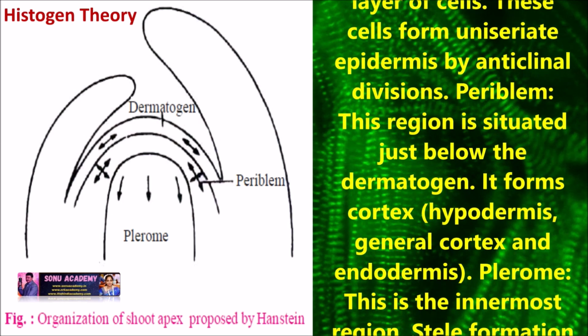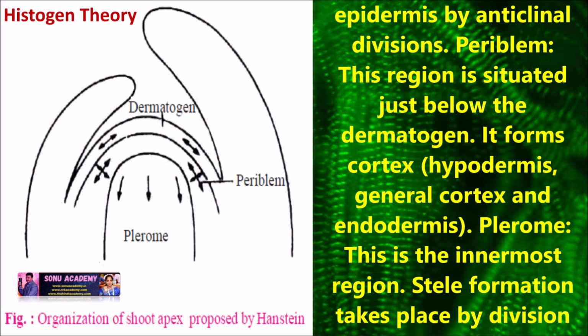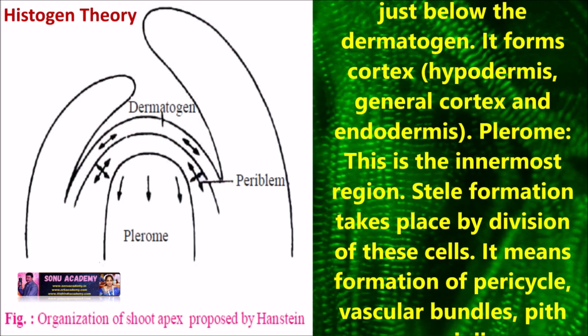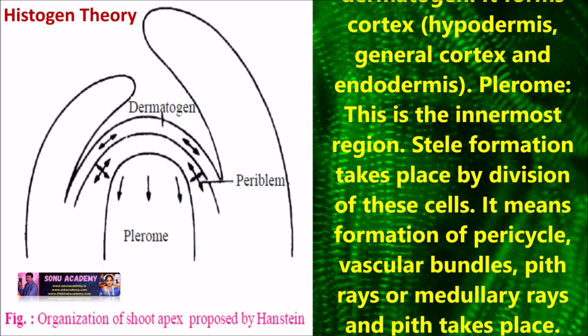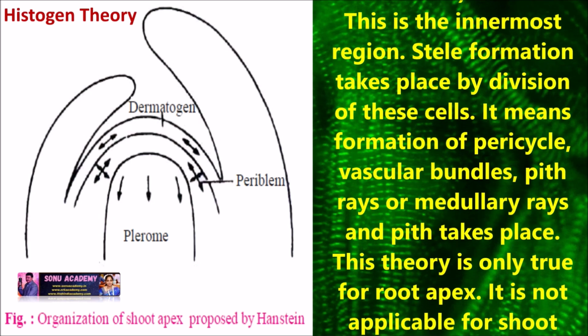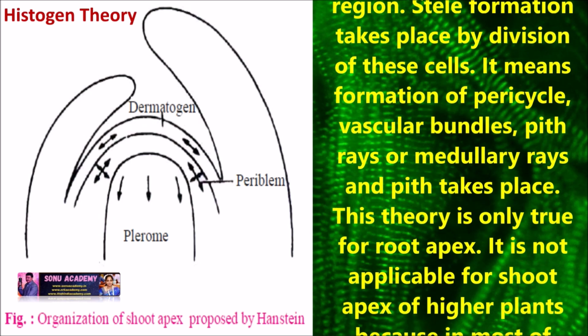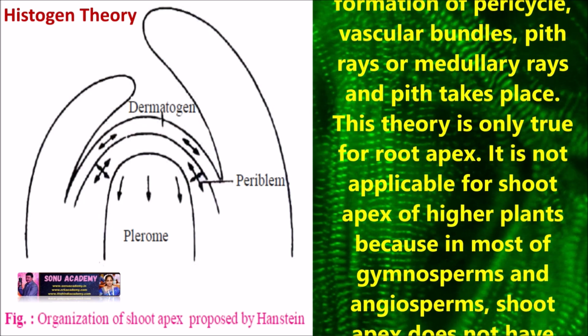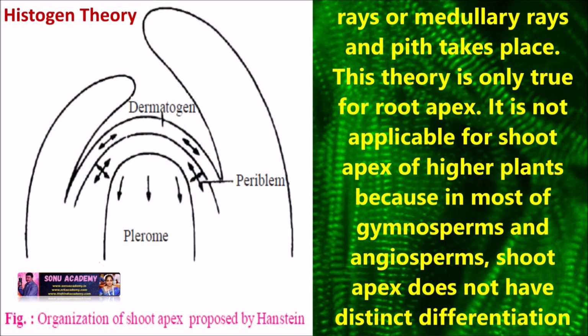Periblem. This region is situated just below the dermatogen. It forms the cortex, like hypodermis, general cortex and endodermis. Plerome. This is the innermost region. Stele formation takes place by division of these cells. It means formation of pericycle, vascular bundles, pith rays or medullary rays, and pith takes place.